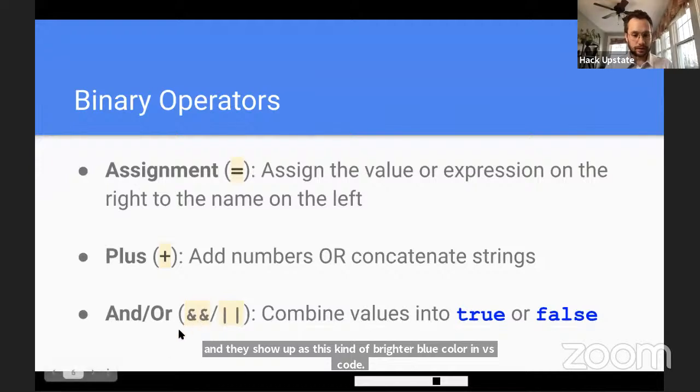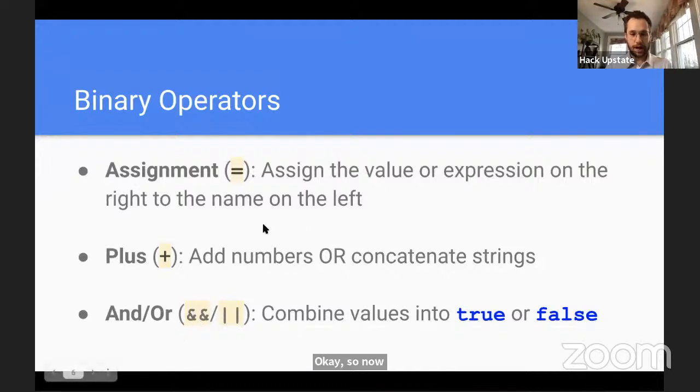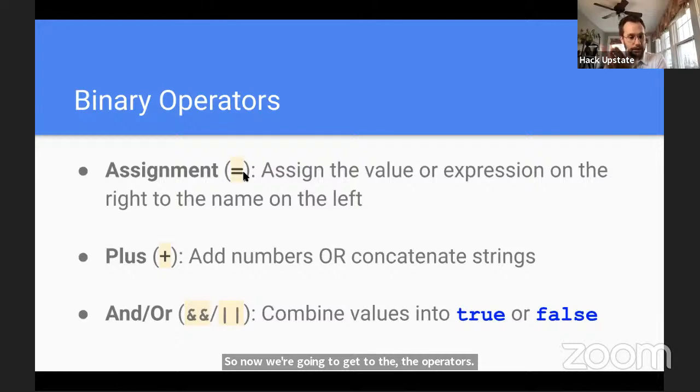Okay. So now we're going to get to the operators. An operator is a part of your code that operates on values. It changes values into other values, or it combines values together. And the first kind, the one that does things with two different values or two different parts of your program, is called a binary operator. And that means it works on two things. It just means two. And some of these are like the equal sign, which is an operator.